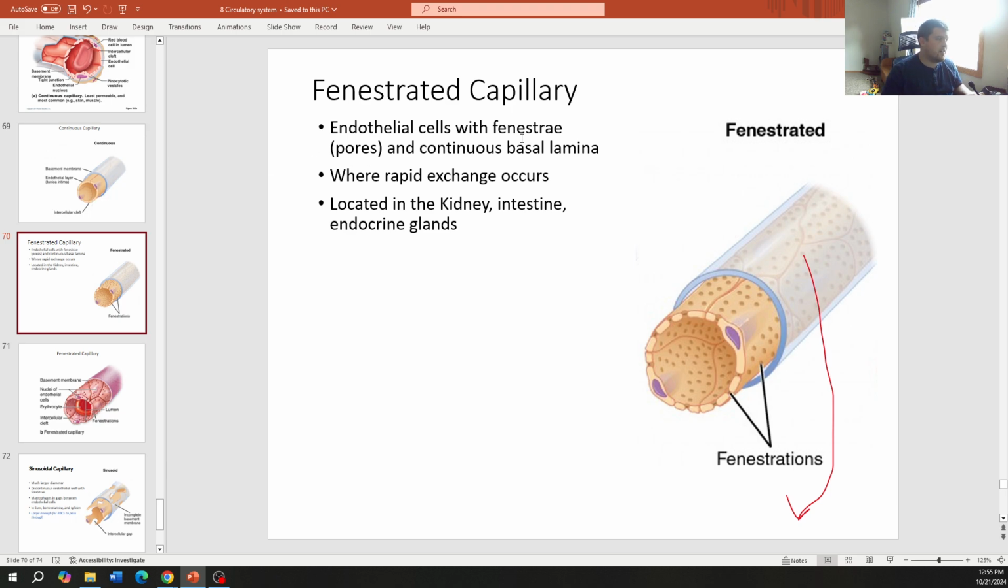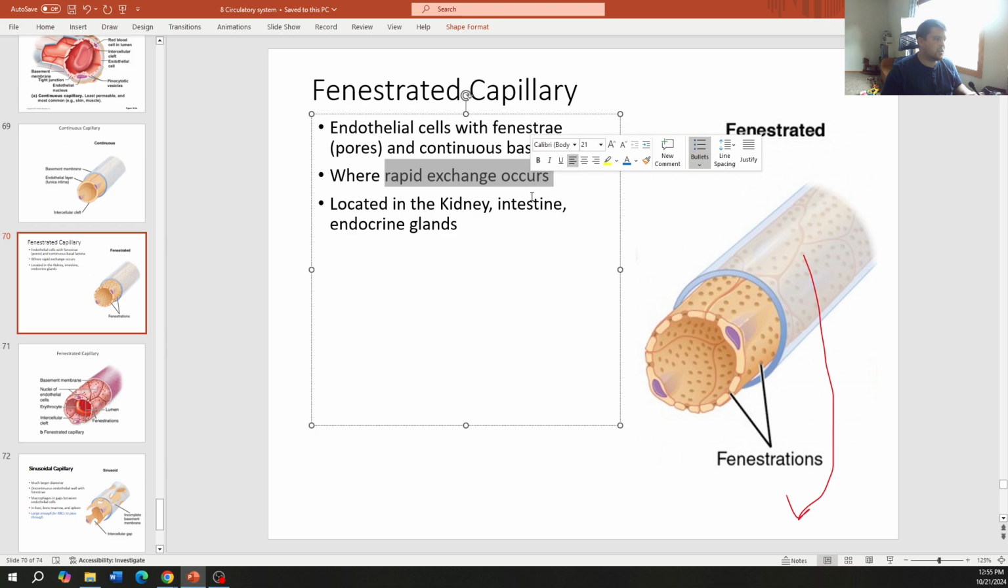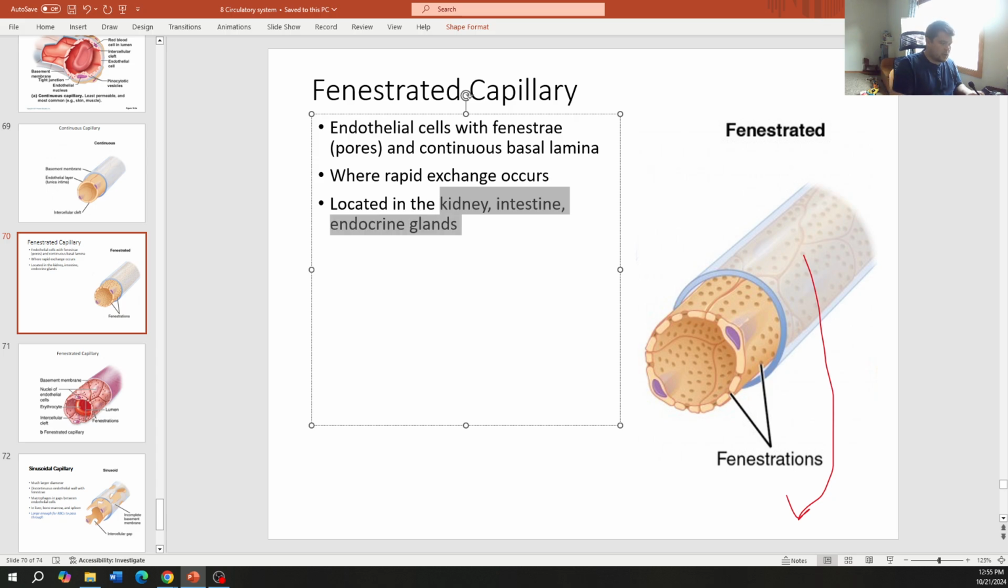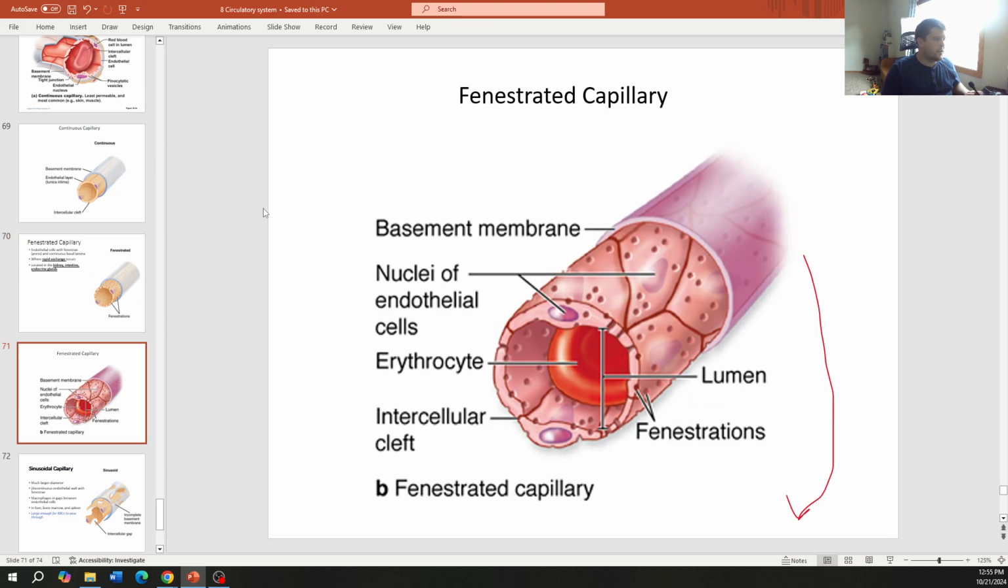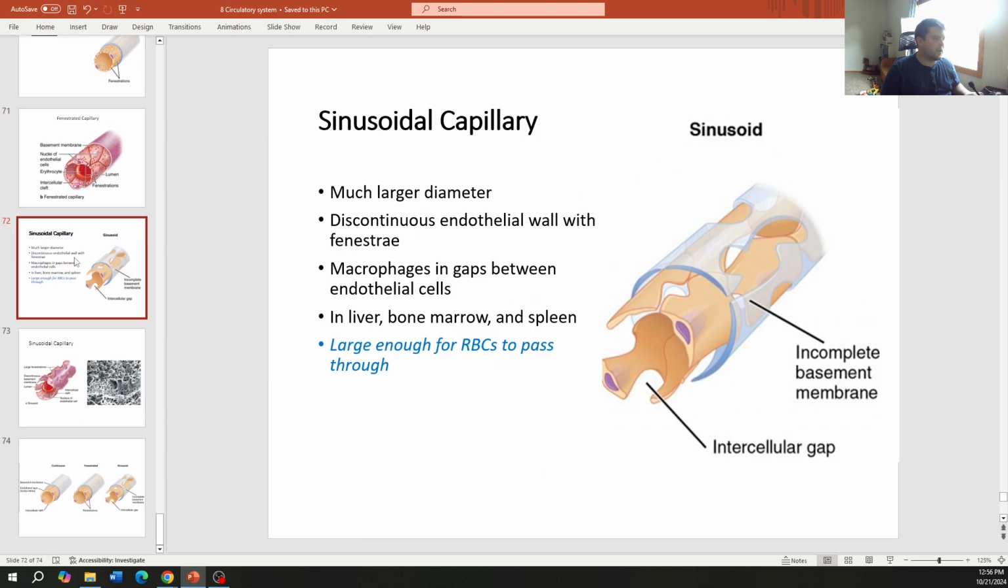Fenestrated, these have fenestrae or pores, and they still have a continuous basal lamina. This is where rapid exchange occurs. Places like the kidney, intestines, endocrine glands, where you really need a lot of stuff moving through at a time. So rapid exchange. Another picture. A blood cell fitting through there, the holes, the fenestrations. That's the way stuff can get through quickly.